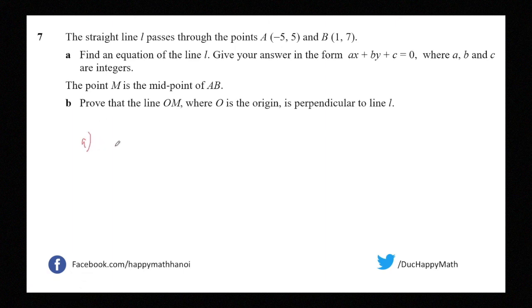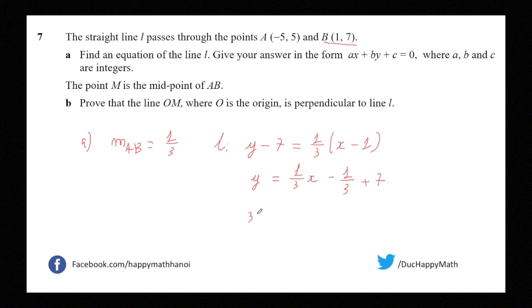The result here for question A: the gradient of AB will be equal to 1 over 3. Just calculate by yourself and substitute the values. So you get the gradient here, and you can choose a point on the line. So the equation of the line AB, which is the line L, is y minus 7 equals 1 over 3 times x minus 1. So y equals 1 over 3 x minus 1 over 3 plus 7.